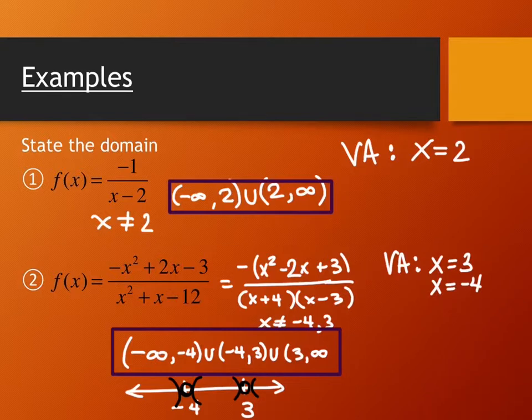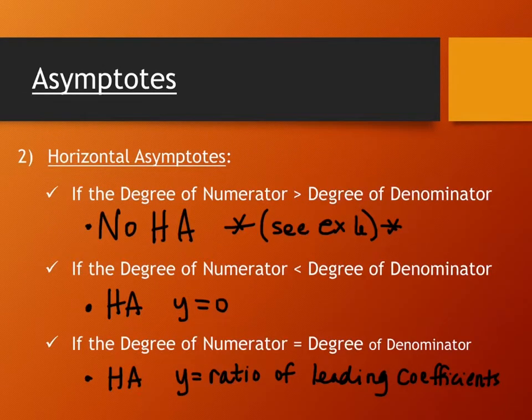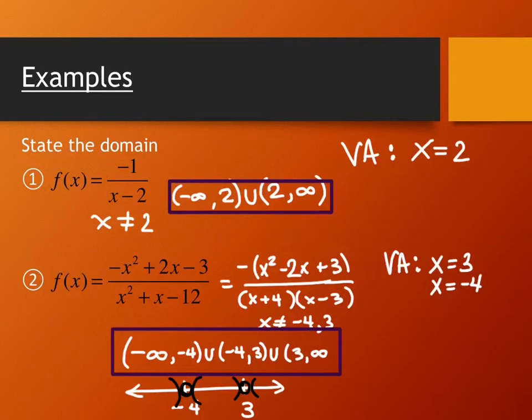What's the degree of the denominator? That's actually 1, because I have an x to the power 1. So which of our 3 cases are we in? The middle one, right? The degree of the numerator is less than the degree of the denominator. So since that's the case, what's my horizontal asymptote? My horizontal asymptote is y equals 0. Done. Determine the case you're in, you've got the answer.